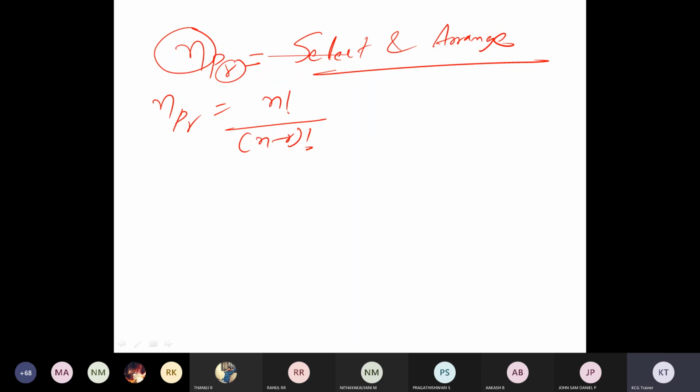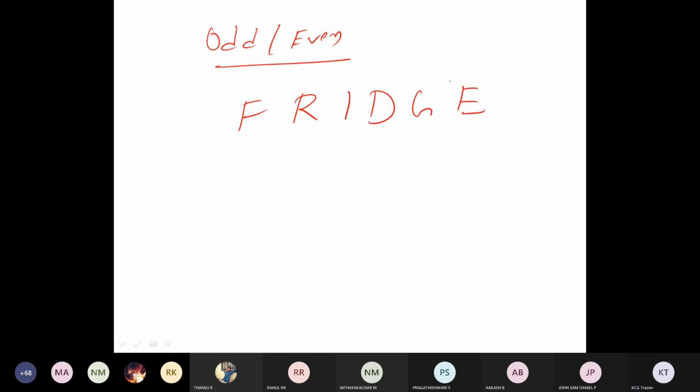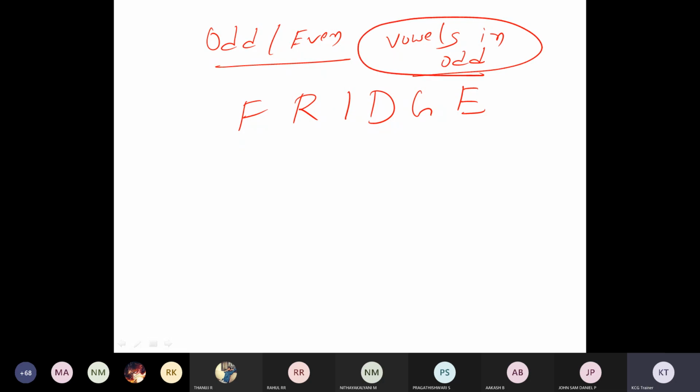I'll show an example to you. Now I have a question on odd or even positions. What does it mean? There is a question called fridge. My condition is to arrange all the letters so that vowels should occupy only odd positions.